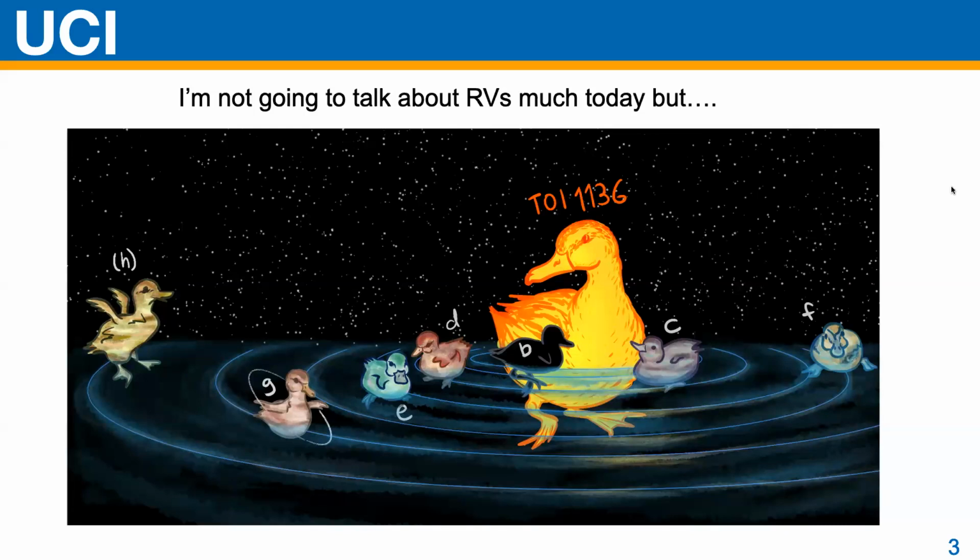I'm especially not going to talk about the RVs much, but I did want to throw up this one figure. I do scientific illustrations sometimes, and this is a figure that I made for a recent planet discovery paper, or more accurately, a planet characterization paper on TOI 1136. This is a super cool system. It's got 6, possibly 7 exoplanets where all 6 are transiting, and they're all in a very tightly packed resonant orbit around their young G-type star.